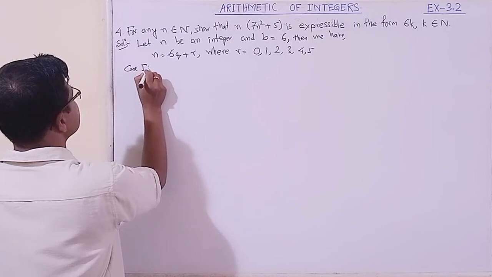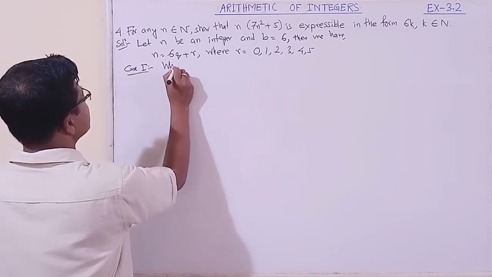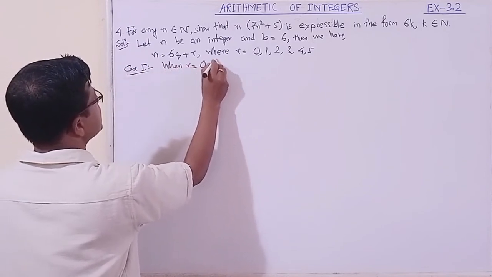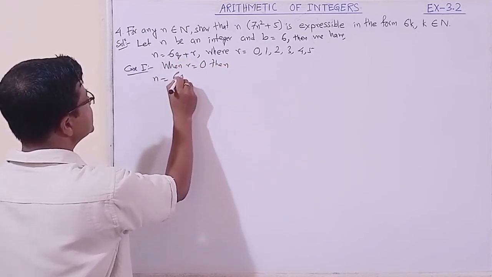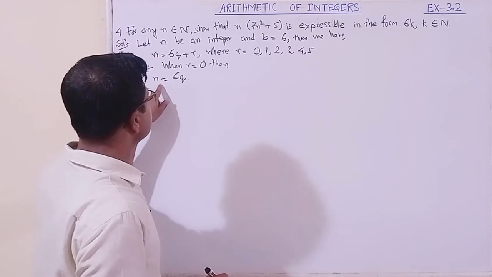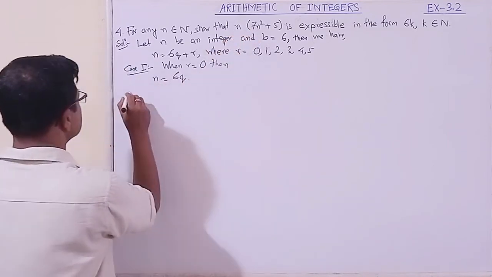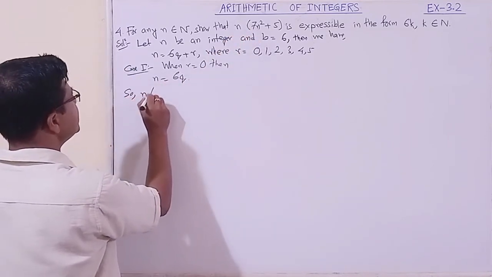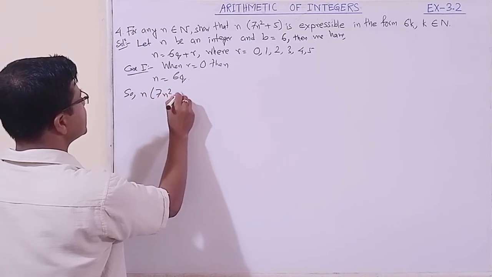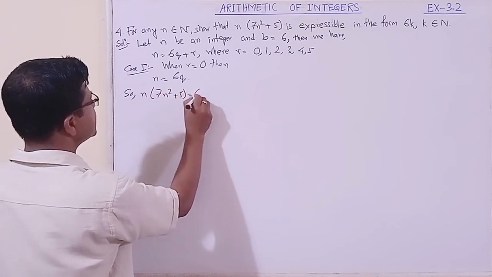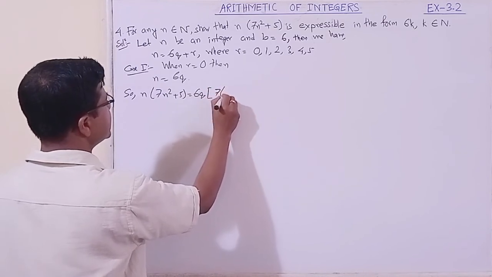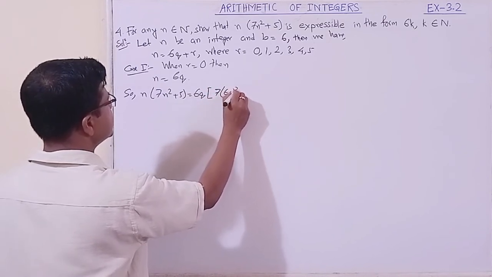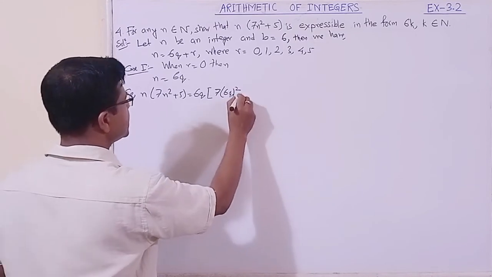Case 1. When r is equal to 0, then n is equal to how much? 6q plus 0 will be 6q. Let us substitute the value of n here. So what will be its value? n into 7n square plus 5. n is 6q. Got it? 7n square, 6q square plus 5.